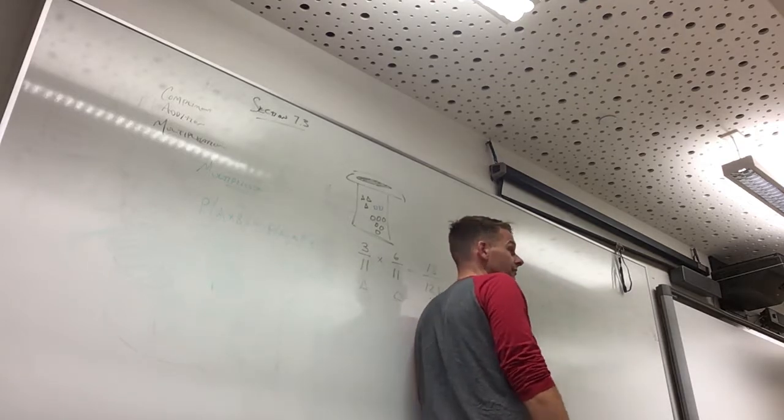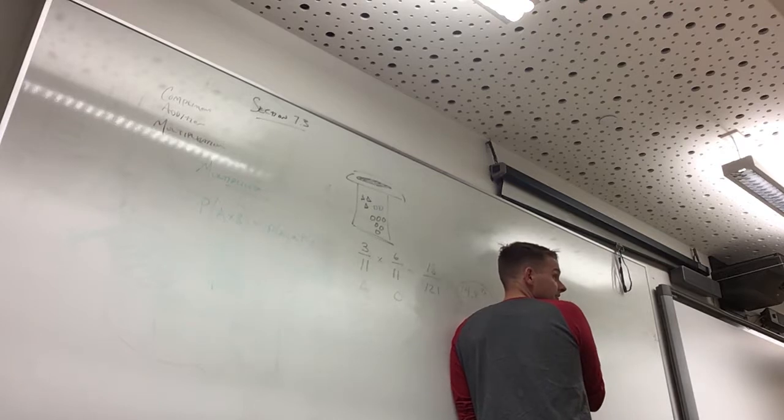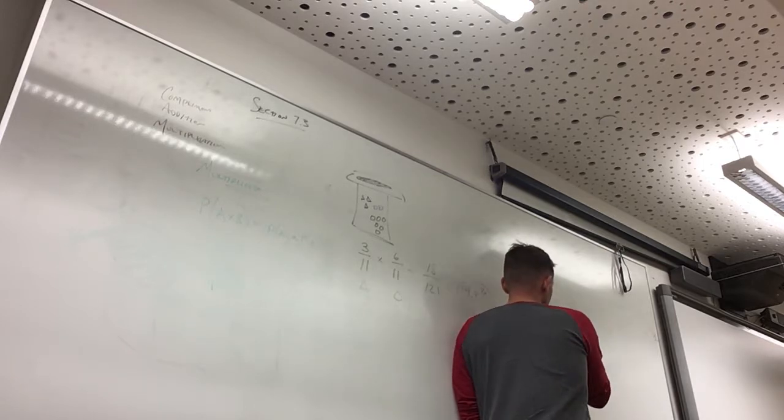Times what? 2 out of 10. Very good, because again, the token's been replaced. That same token can hypothetically be picked again. So in this case, it'd be 6 over 100, which is equal to 6%.